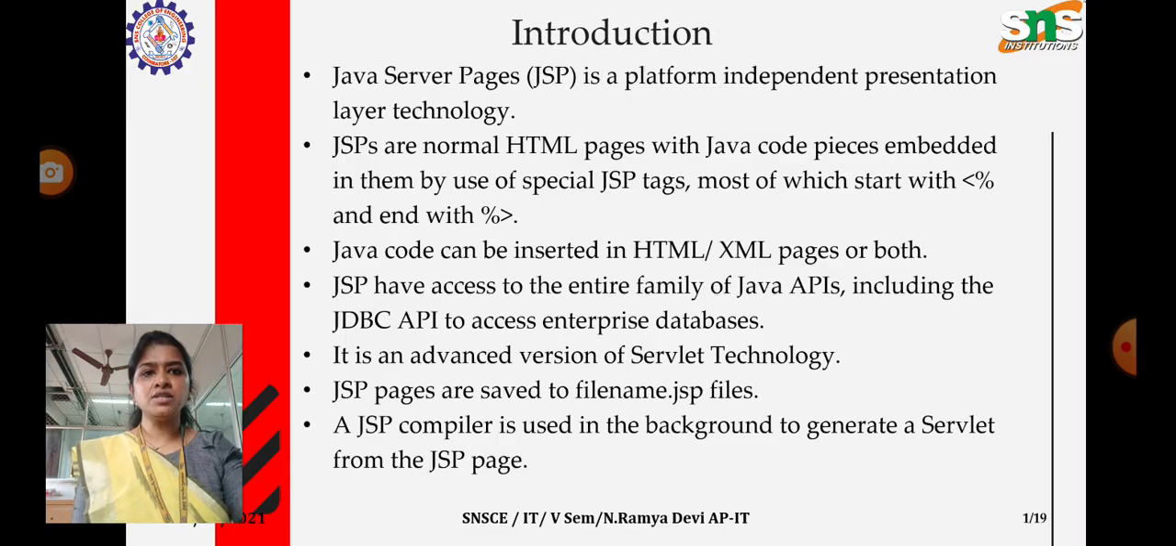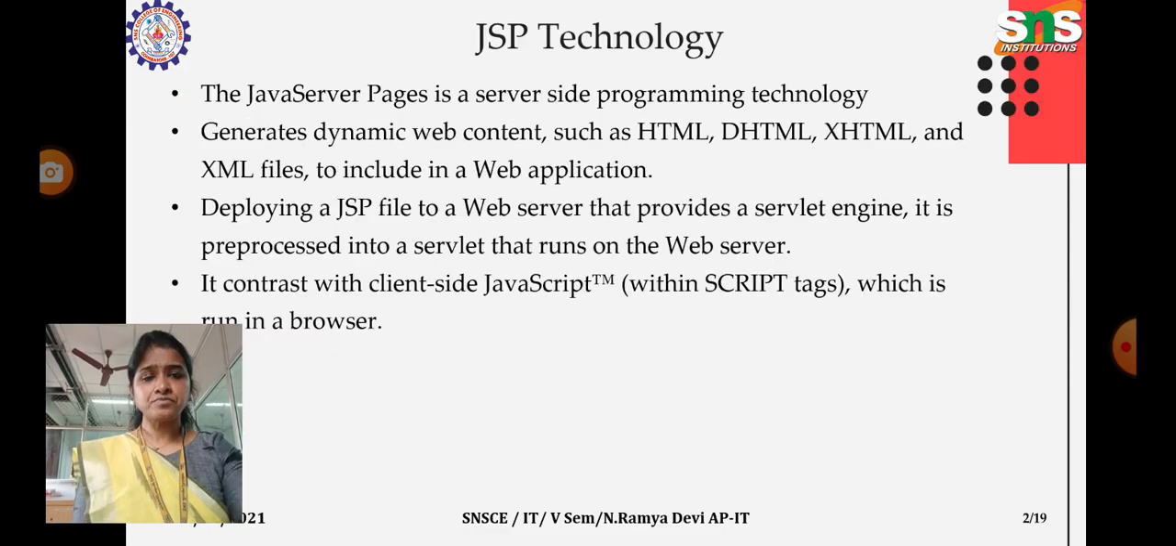So it is an advanced version of servlet technology, and JSP pages are saved to filename.jsp files. A JSP compiler is used in the background to generate a servlet from the JSP page. So Java Server Pages is a server-side programming technology. It generates dynamic web content such as HTML, DHTML, XHTML and XML files to include in a web application.